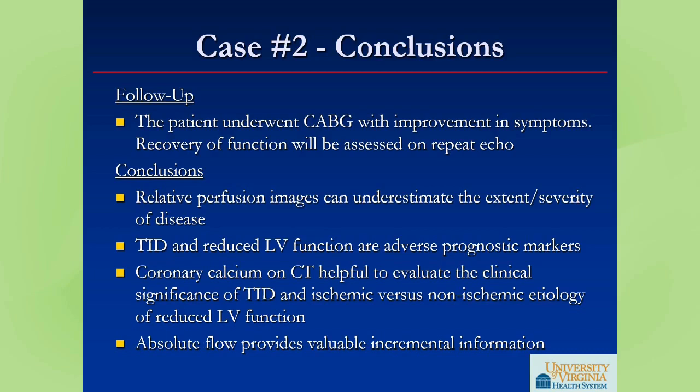And so in this situation, I think even had we not had absolute flow in the coronary calcifications, the reduced left ventricular function and transient ischemic dilation would have given us a pretty good clue that something was going on here. But certainly having the coronary calcium on CT and the absolute flow provide very valuable additional pieces of information to help differentiate an ischemic versus non-ischemic etiology of reduced LV function and the extent of disease, a number of diseased vessels affected.